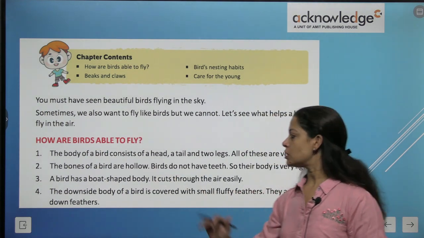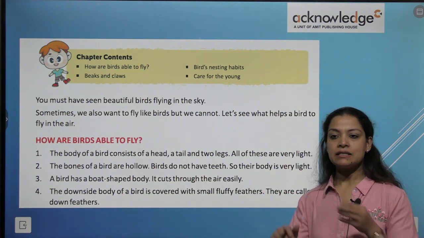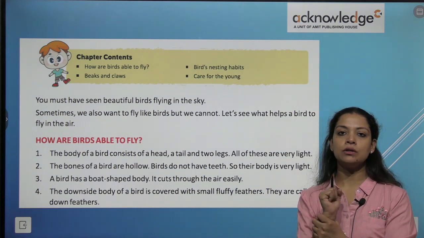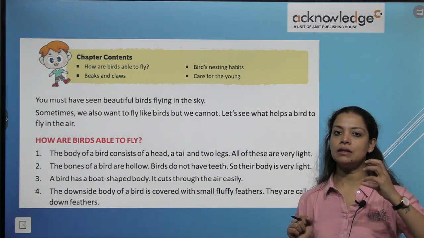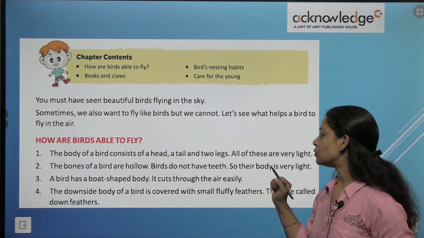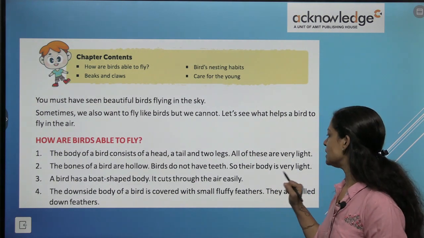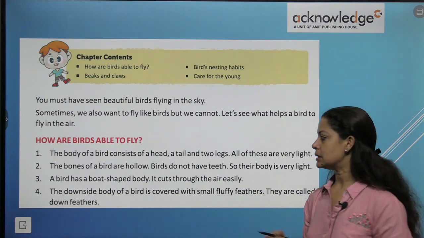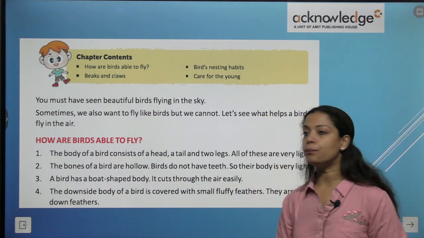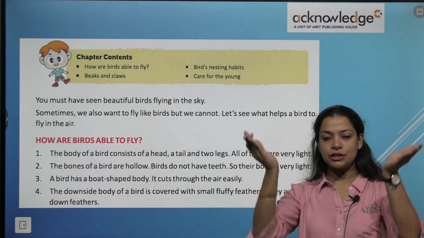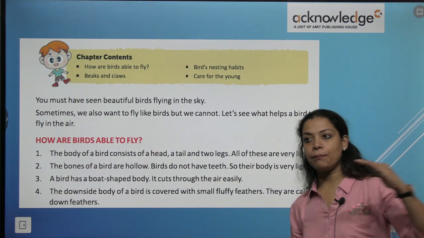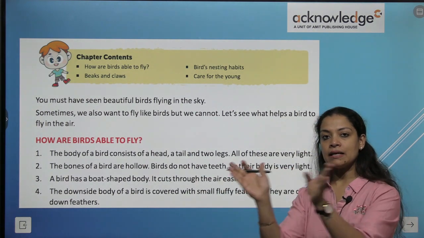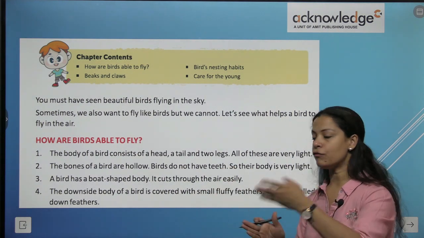Secondly, the bones of a bird are hollow. जैसे we have a solid strong bone. Bones जो birds में पाए जाते हैं वो बहुत ही hollow, बहुत हल्के होते हैं. They do not have teeth and so their body is very light. Then a bird has a boat-shaped body. एक boat की shape की body होती है. It cuts through the air easily. So when it passes or travels through air, it is able to cut the air and flow.